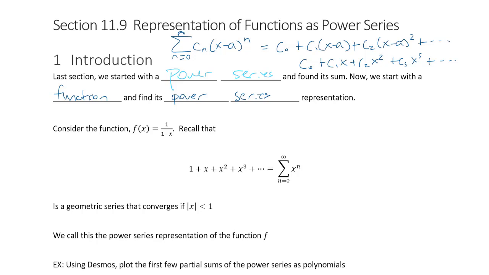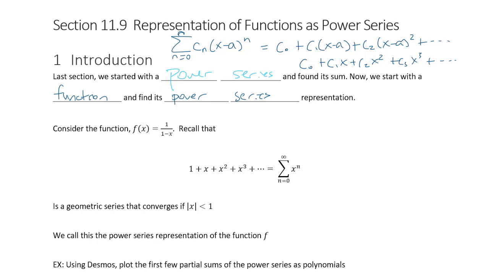And so we explored with a series like this: what does it converge to? Under what values of x does it converge? Can we find its interval or radius of convergence? And those sorts of things. But now what we want to do is go the other direction. And this is where it's most useful, because we're going to find functions that are difficult to work with in general, but if we can find its power series representation, then there's a whole lot more we can do with that function that we couldn't do otherwise.